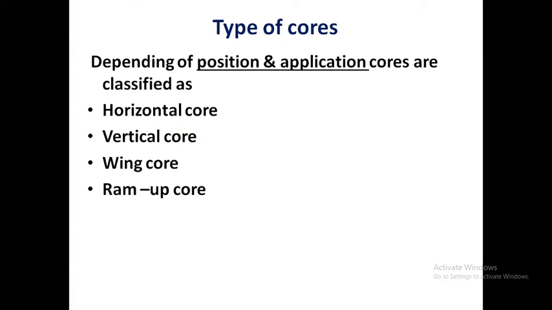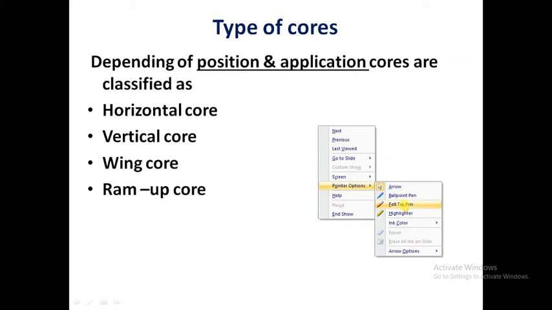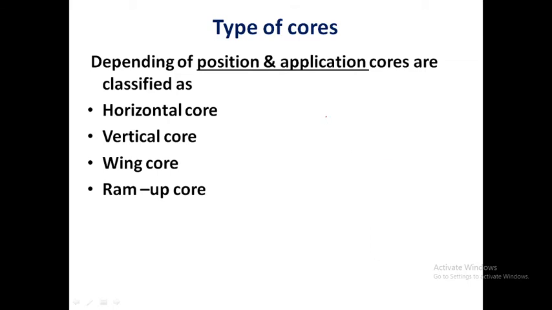So if we see the first case, that is the horizontal core. Here what happens, the core is held in the mold horizontally. Okay, and this is normally often used in the mold prepared with a split pattern. Okay, this is for the horizontal core.